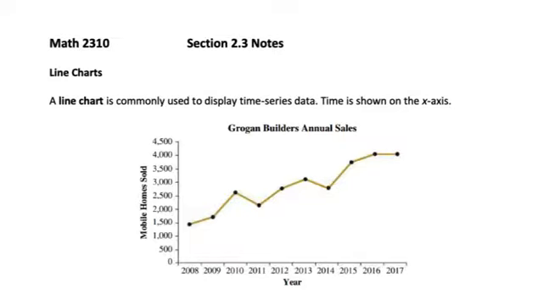Now, the nice thing about a line chart is that we can easily see where the sales are increasing, decreasing, or staying the same. So where the slope of the line is positive, that means sales were increasing. So I can see that sales increased a little bit from 2008 to 2009, and that there was a sharp increase from 2009 to 2010. And I can see that sales decreased from 2010 to 2011. Overall, from the period 2008 to 2017, there was an increase.